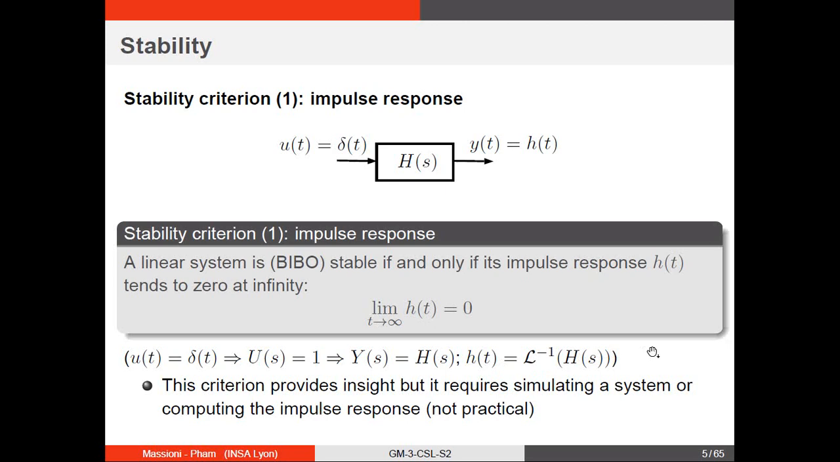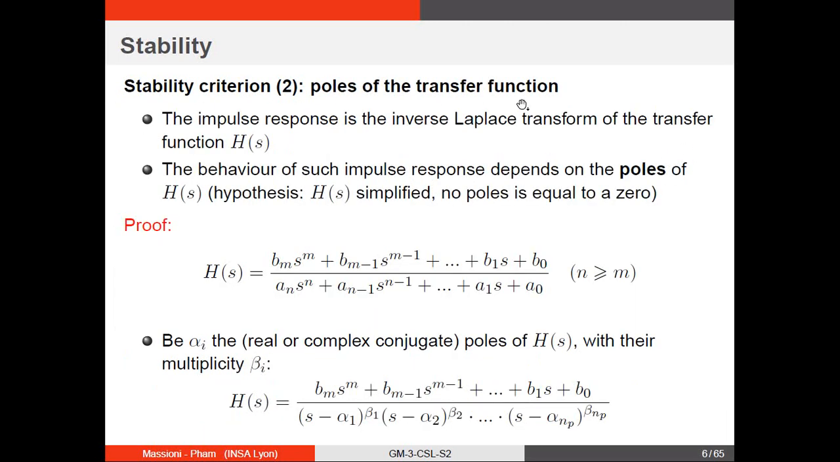This criterion is nice, but it would require you to compute the impulse response of the system, which actually is not really necessary. Then you can derive a second criterion, which is slightly simpler to use, based on the same idea: the stability criterion based on the poles of the transfer function. The proof is very simple, the idea is very simple. The impulse response basically depends on the poles of the transfer function.